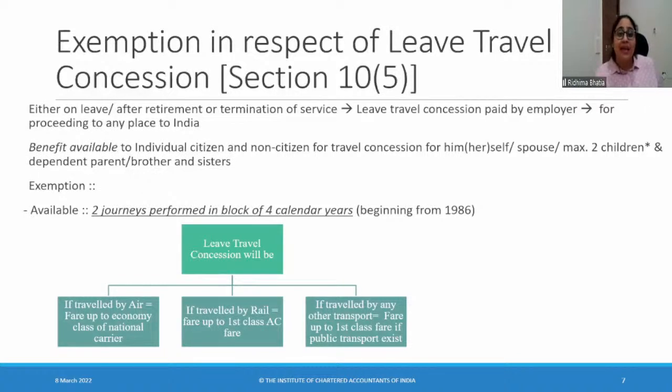If you're traveling by any other transport, if you're traveling by bus, then deluxe bus fare would be allowed. But if you're traveling by any transport where there is no rail network, and the value has to be determined, then the similar distance first class fare that is coming would be allowed as exemption.